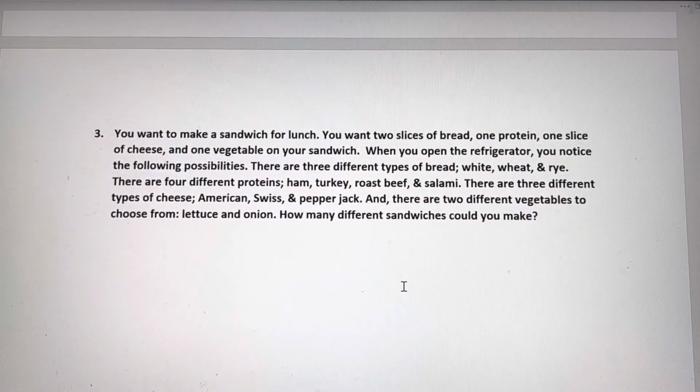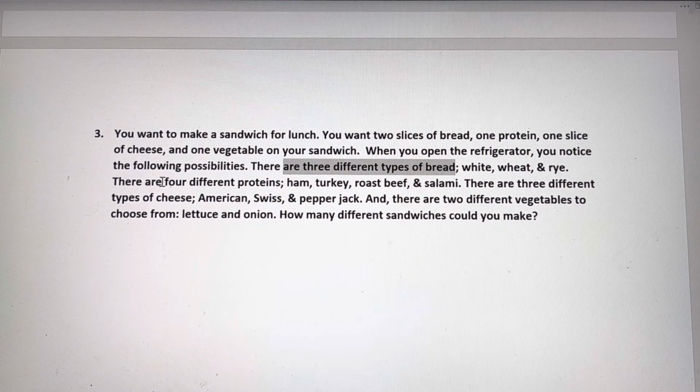All right, and finally, number 3 here. You go home this afternoon. You want to make a sandwich for lunch, and you look in the fridge. You want bread, obviously. You want 1 protein. You want a slice of cheese. You want a veggie on your sandwich. But when you look in the fridge, you notice you've got 3 different types of bread to choose from: white, wheat, and rye.